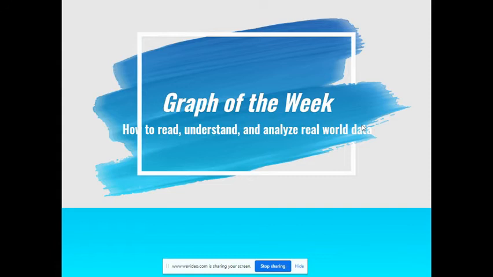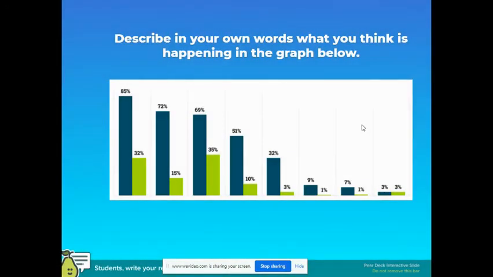Graphs are everywhere, right? You can see them on websites. They're shared on social media sometimes. They're on the news a lot. They're in newspapers, if you know what those are, and magazines. So let's take a look at graphs. Check out this one.